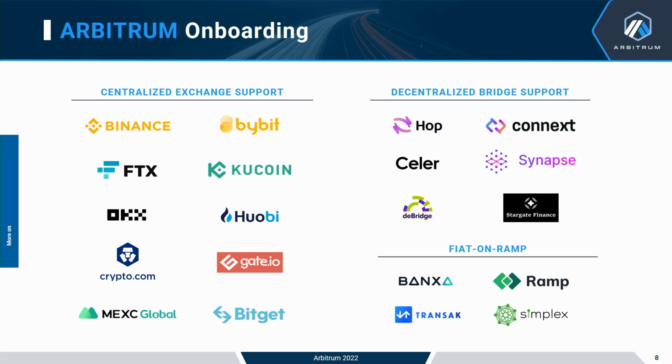And it's very easy to start using it today. You can use a number of centralized exchanges, decentralized bridges, fiat on-ramps, all to go directly to Arbitrum. You don't need to go through Ethereum or any other chain. You can just start directly.